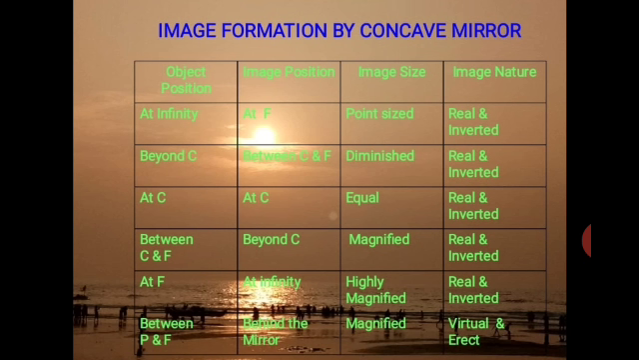So, infinity, beyond C, at C, between C and F, at F, between P and F, this we are bringing closer. The object is brought closer. Whereas the second column, image position, it was initially formed at F, then between C and F, then C, beyond C, at infinity. So, the image moves away when the object is moved closer.